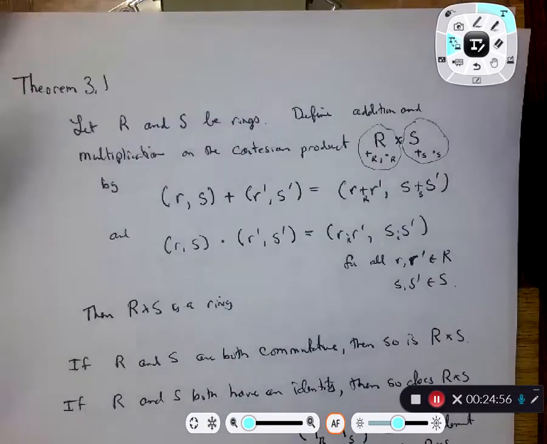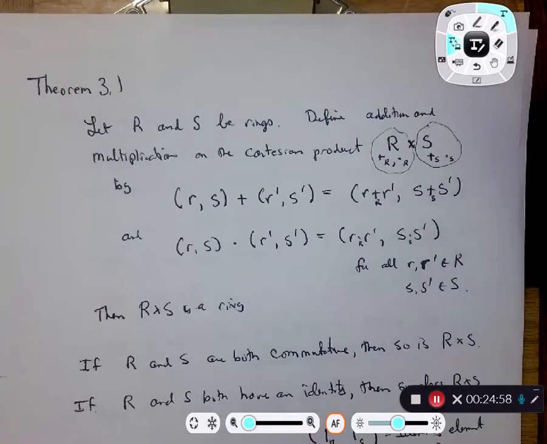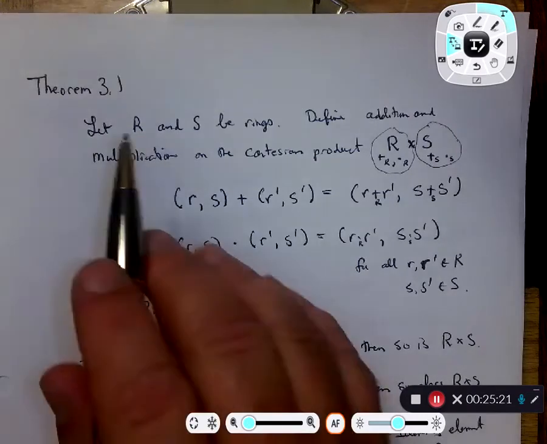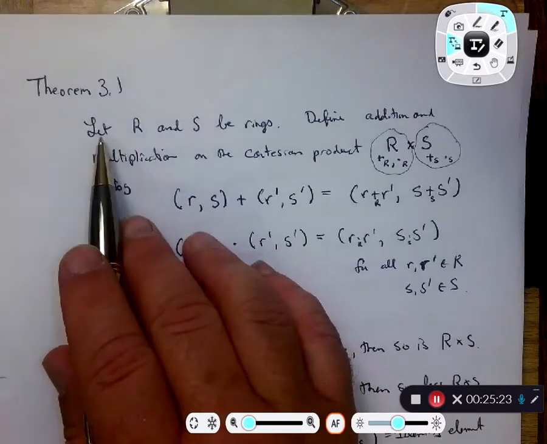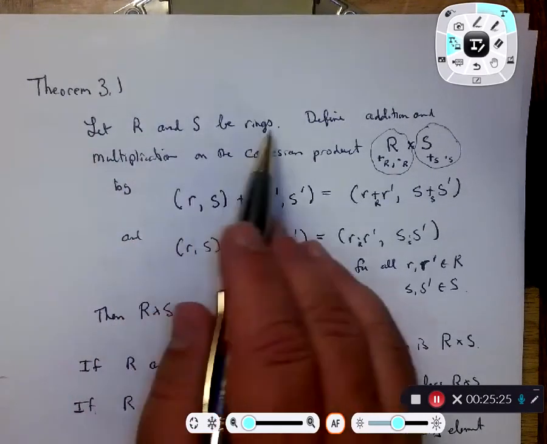So how many rings are out there? That's always the big question. I mean, is there a finite amount or is there an infinite amount? Well, we already gave you some examples of rings. So Theorem 3.1 is designed to give you a feel for how big a set of rings there are out there. So here it is. Theorem 3.1 says this: let R and S be rings.